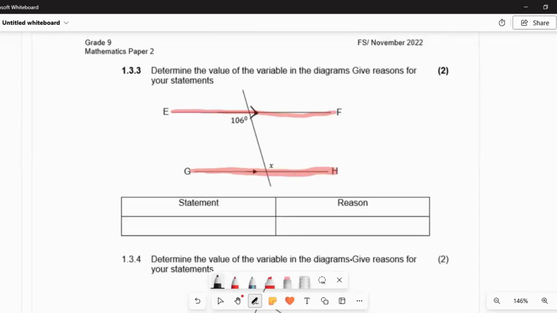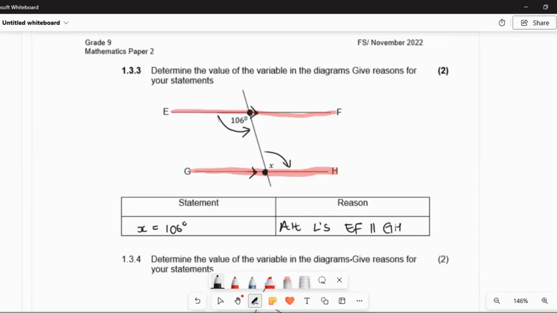And then what did I say about the vertices? We know our vertex is that one. Where's the other vertex? That one. And what's the next thing? You draw your angle. This angle there and that angle there. What do they look like? Obvious. Alternating angles. So our x equals 106 degrees. Why? Because they are alternating angles. Why are they alternating? Because EF is parallel to GH, right? Yes.